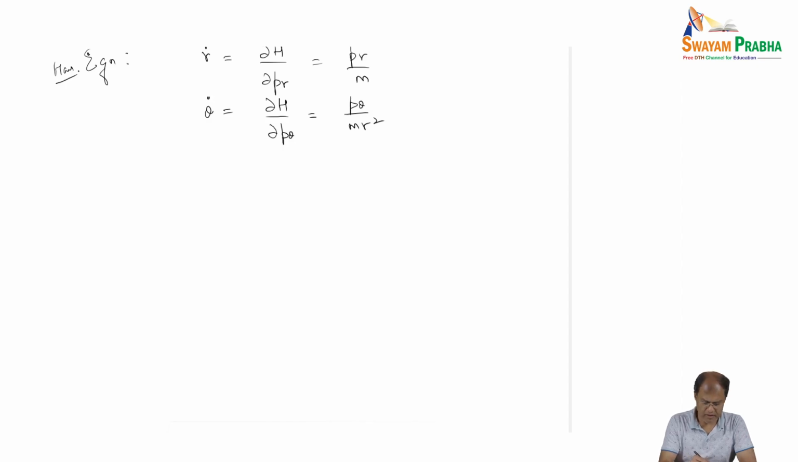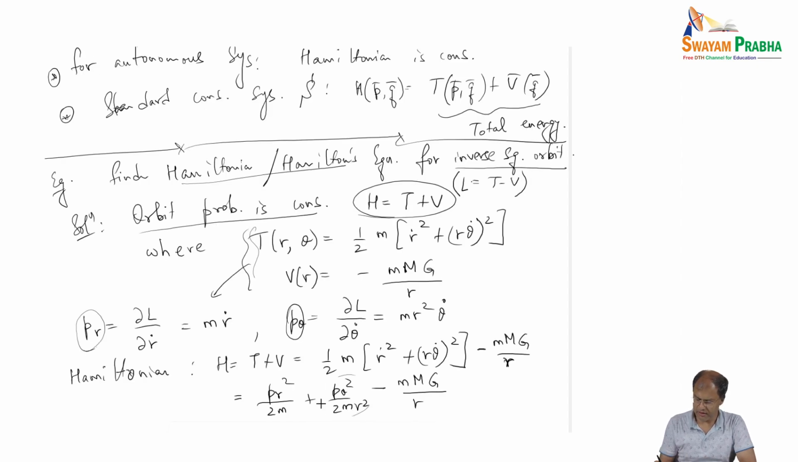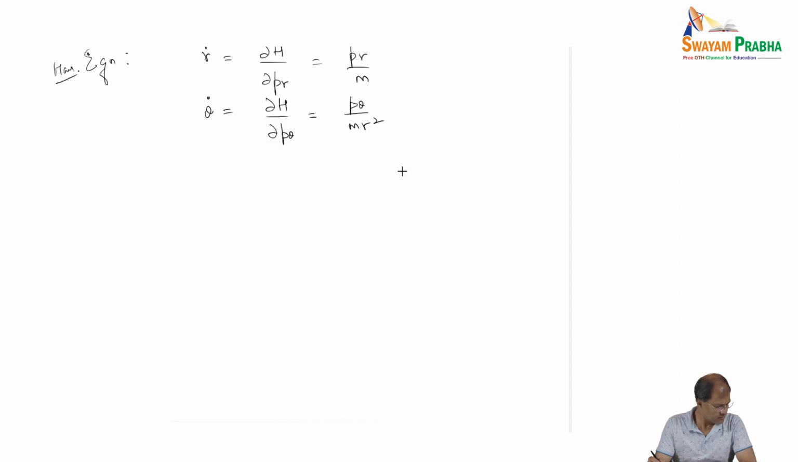So that is what we had. We are treating pr and p theta as independent variables here. And we have that pr dot is going to be minus partial h partial r, and this is going to be p theta square by m r cube minus m capital M g by r square.